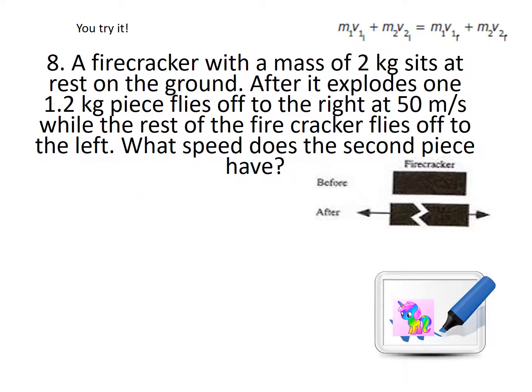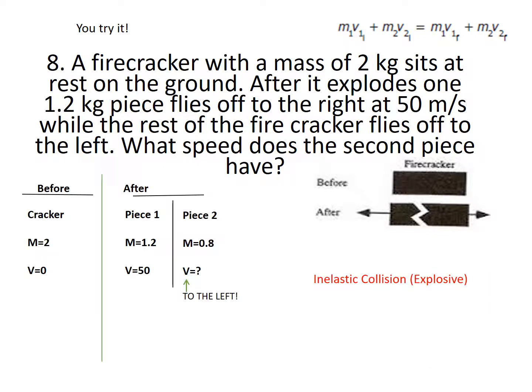A firecracker with a mass of 2 kilograms sits at rest on the ground. After it explodes, a 1 kilogram piece flies off to the right at 50 meters per second, while the rest of the firecracker flies off to the left. What speed does the second piece have?